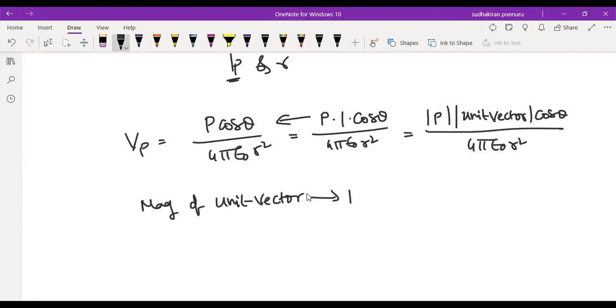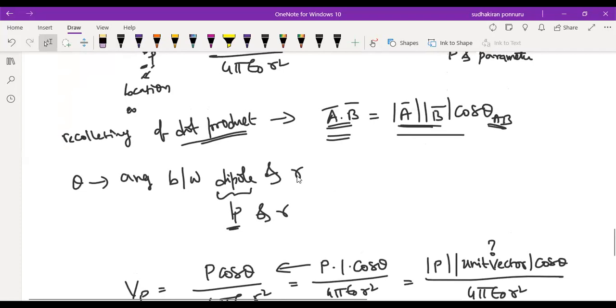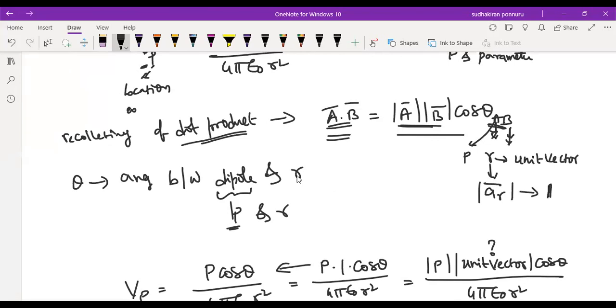But what should this unit vector be? For theta, it should be the angle between A and B. Here you are going to take P, and B is nothing but R. So now we have to express this R with respect to its unit vector. What is the unit vector of R? That is A R bar. If you take the modulus of A R bar, that value is 1.